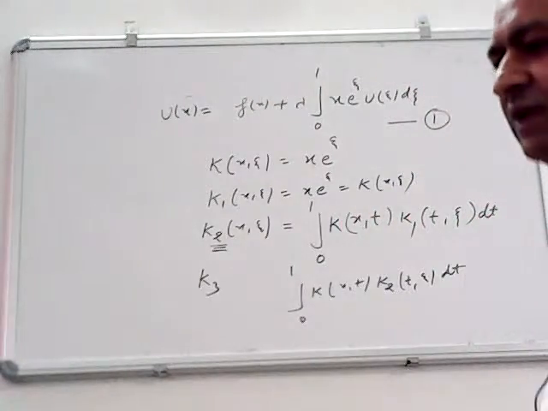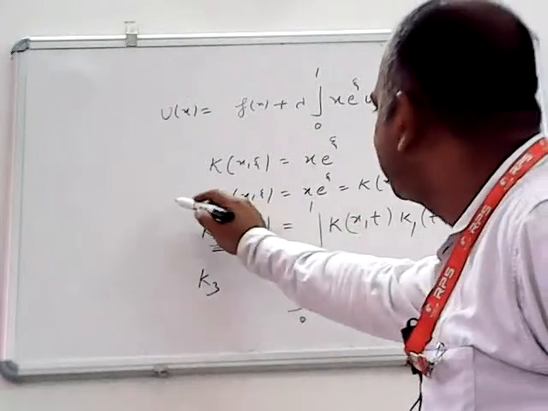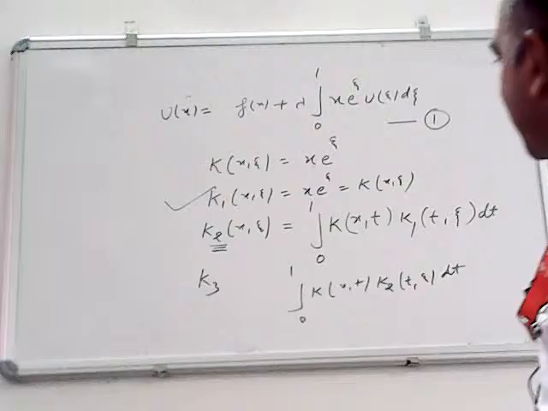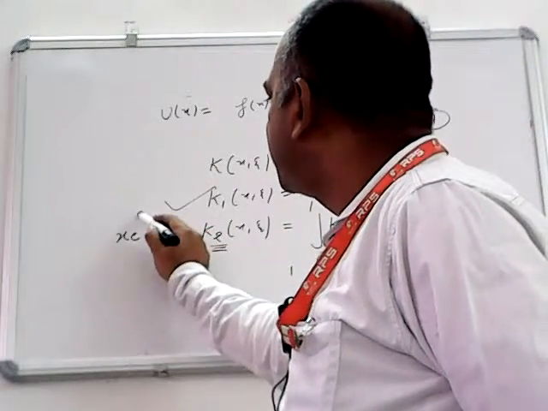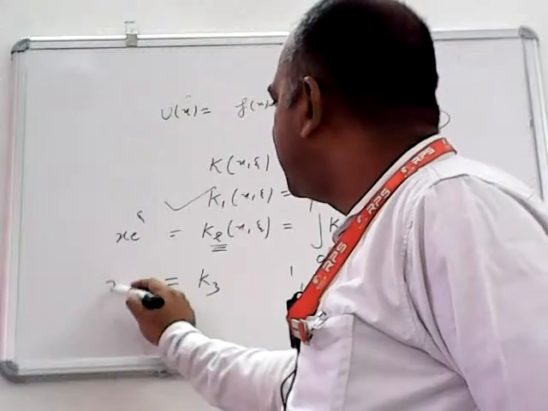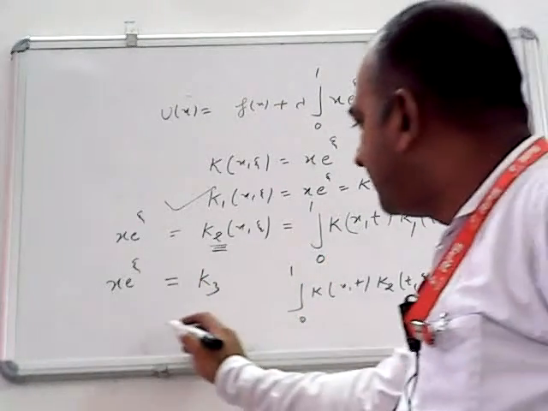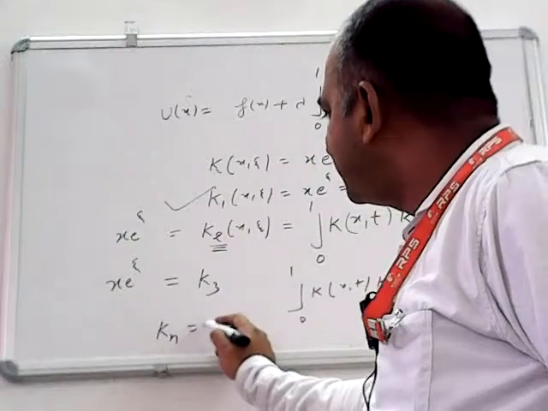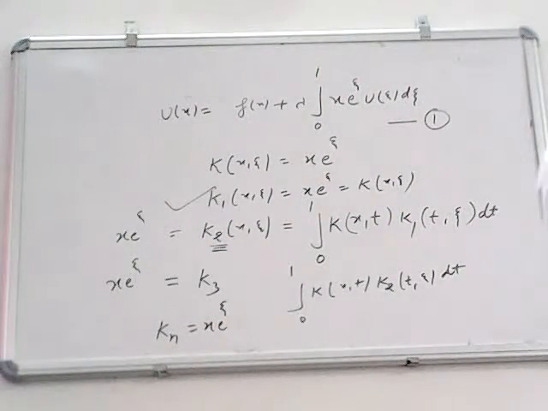In this case, all the kernels are the same. We have got K1 as x e^xi. When we solve this, we again get x e^xi. When we calculate K3, we again have x e^xi. Similarly, we will have Kn as x e^xi. All the values of the kernels are the same.